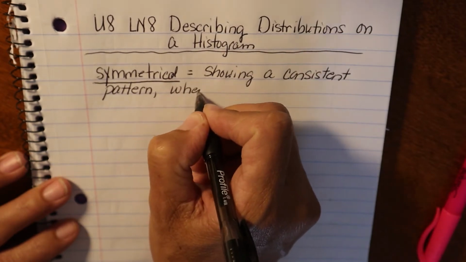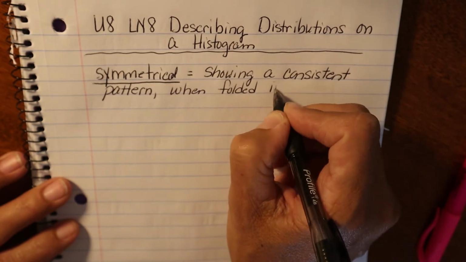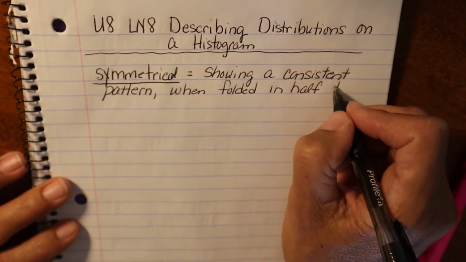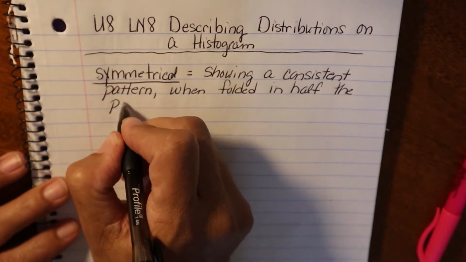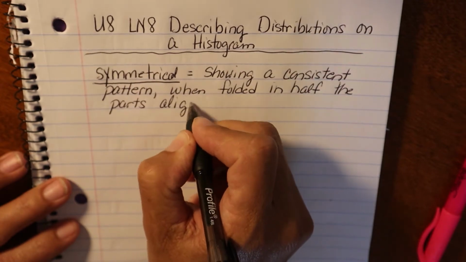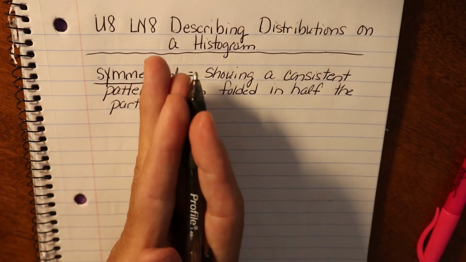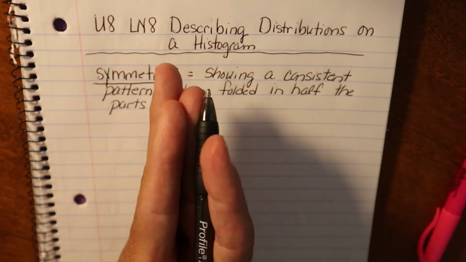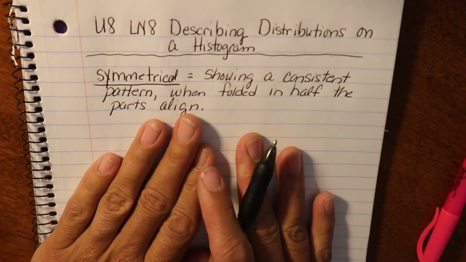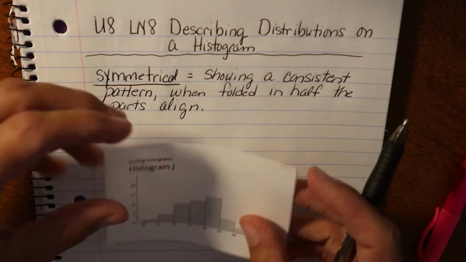and then you probably remember this trick: when folded in half, the parts align. So if you have a pattern, a shape, and you fold it in half like butterfly wings, they're going to match identically, and then when you reopen it, you'll have your shape. And this holds true for histograms. Let me show you an example of a symmetrical histogram.